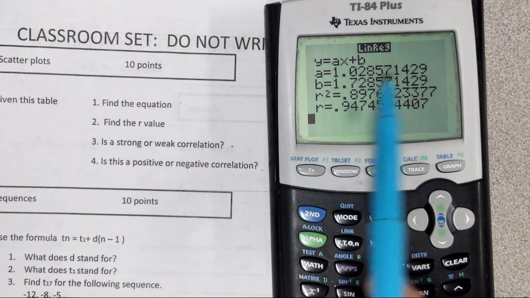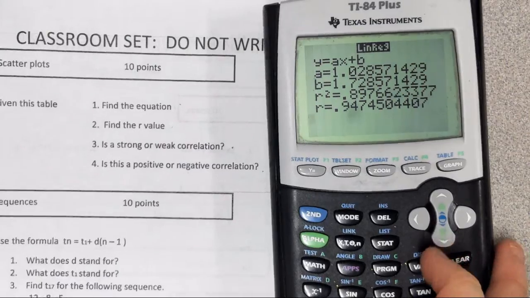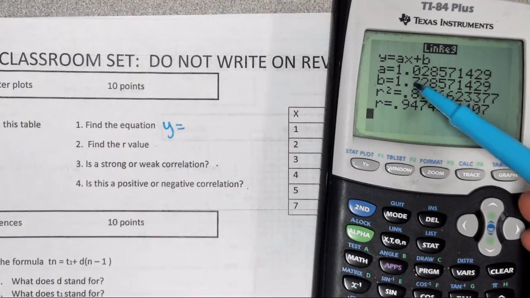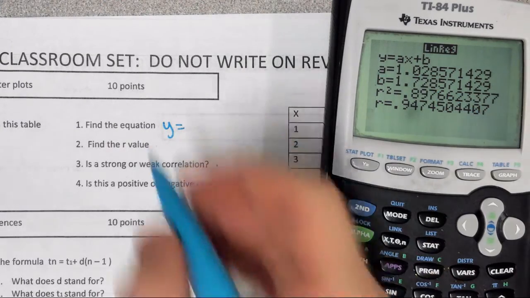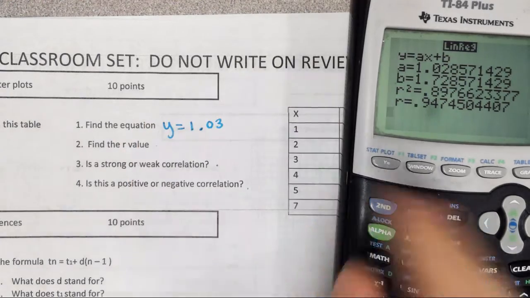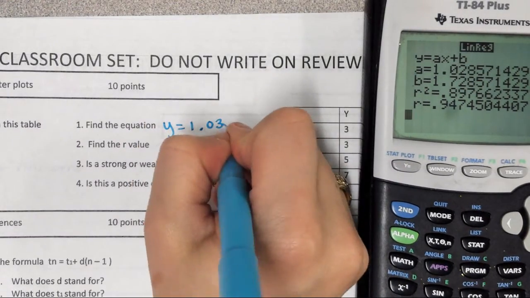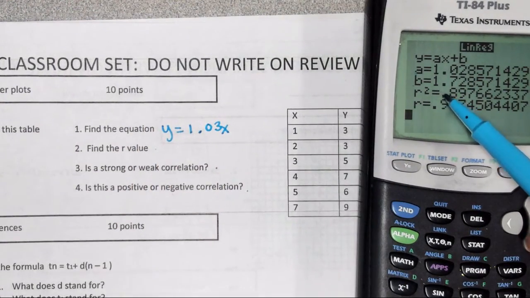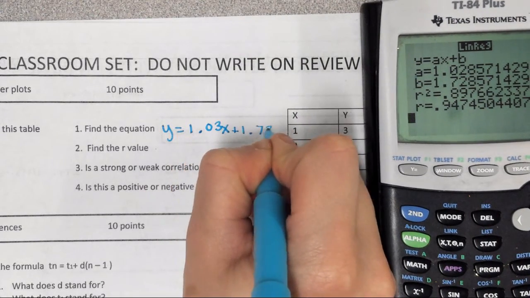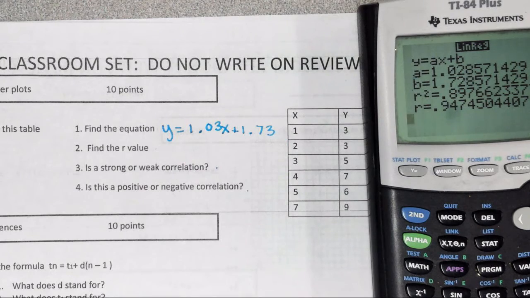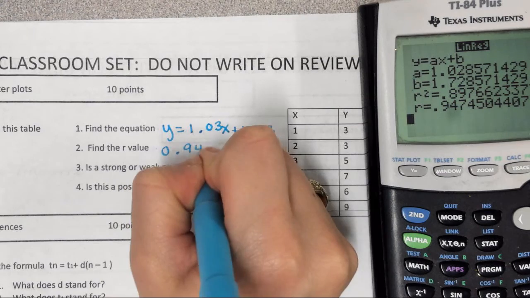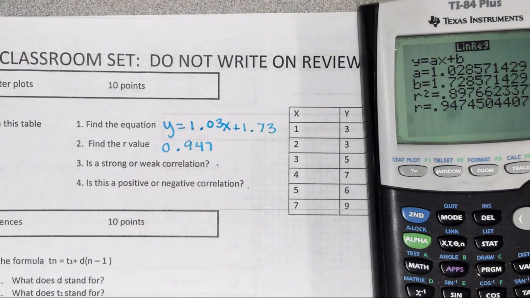y equals ax plus b. Our a value and our b value are given to us. So we have y equals, our a value is 1.028. I'm going to go ahead and round that to 1.03. Okay, that's our a value, ax. Our b value is 1.728. I'm going to go ahead and round that to 1.73. So now we have our equation. Our R value is given to us, 0.947. Okay, we can round.